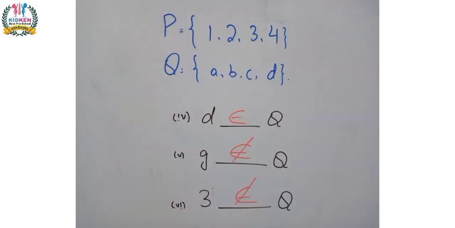And the fourth part is D dash Q. Again we can see the Q set. Yes, D is present in the Q set, so D belongs to Q. The fifth part is G dash Q. G is not seen in the Q set, so G does not belong to Q. The sixth part is 3 dash Q. So 3 does not belong to Q, because 3 is not present in the Q set.